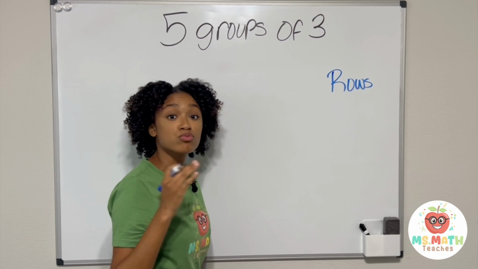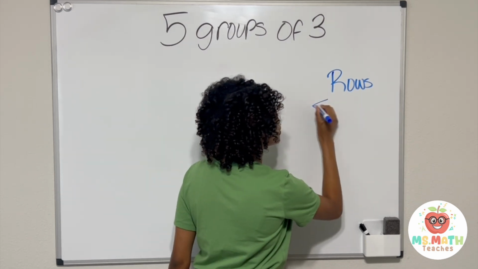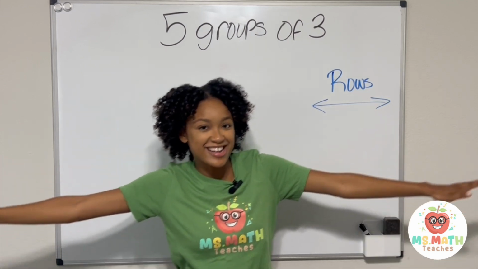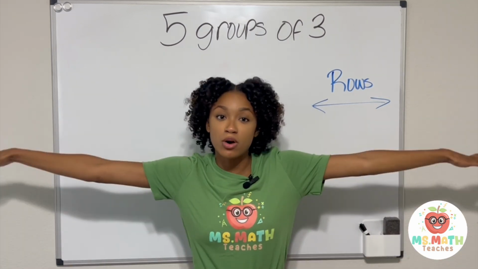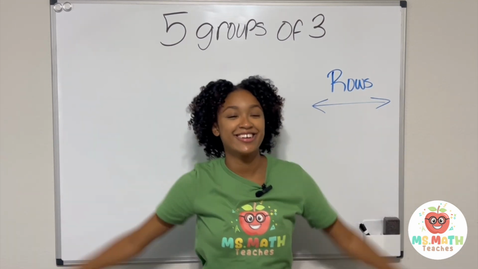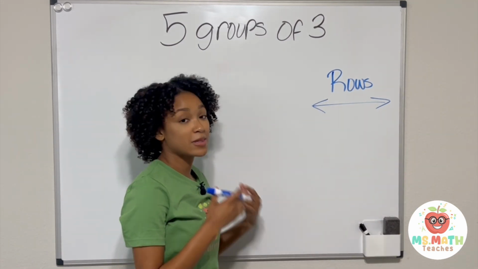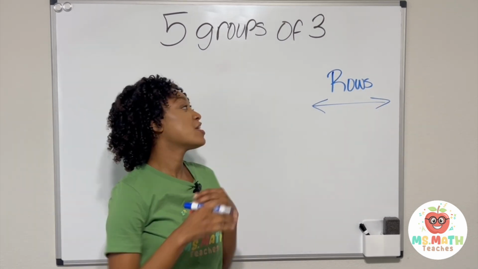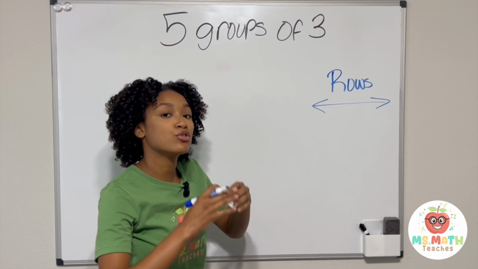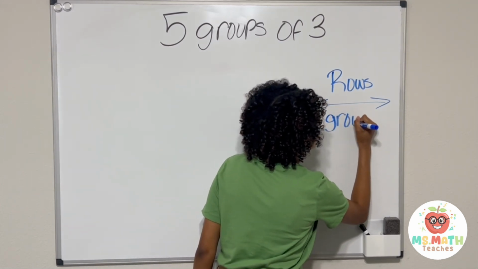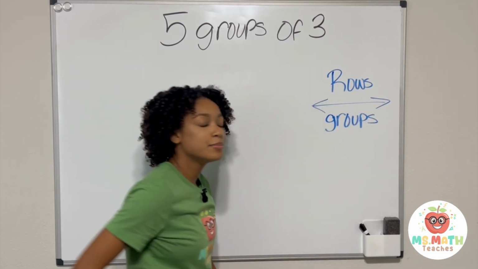An array has rows, and a row goes from left to right, side to side, right? So we're going to say row. And I want you to do this with me. Everyone say row. Okay, so a row goes from left to right, side to side, horizontally, okay? Our rows are also our groups, okay? That helps us with our grouping, okay?